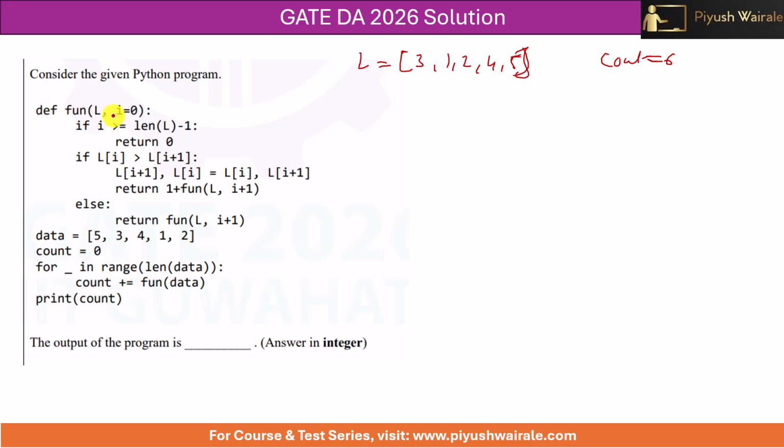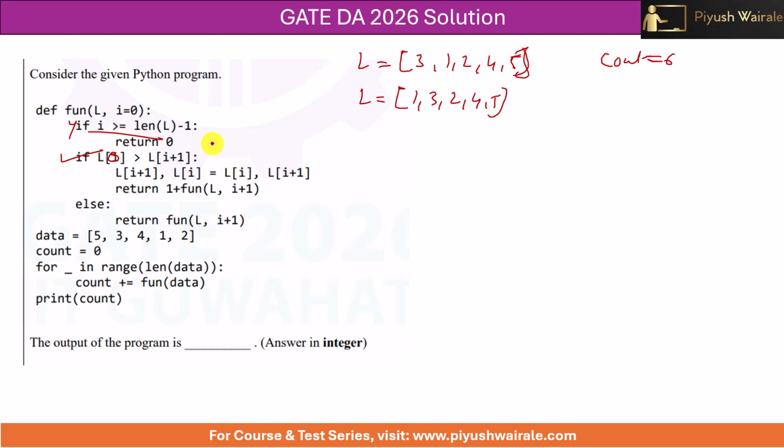L is basically this now, I is 0. Okay. Again, this is not satisfied. Check for this: L of I greater than L of I plus 1. Yes, 3 is greater than 1. So we have to swap the elements. So this will be 1, 3, 2, 4, 5.